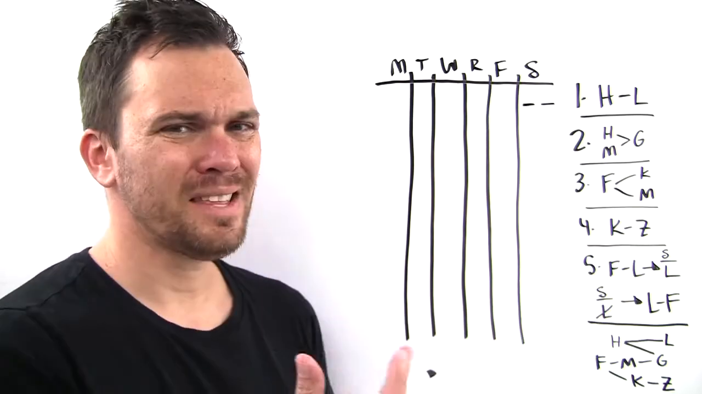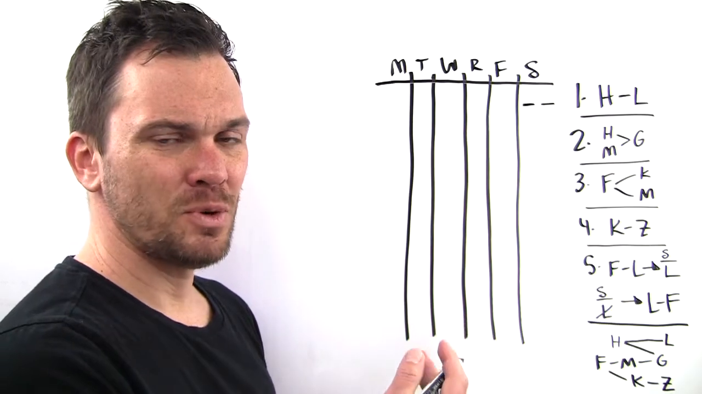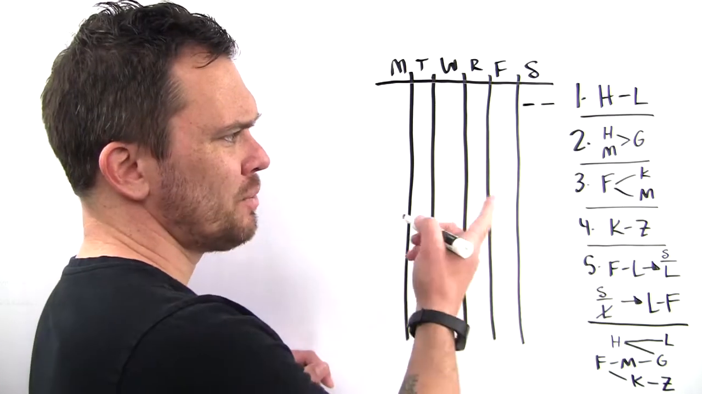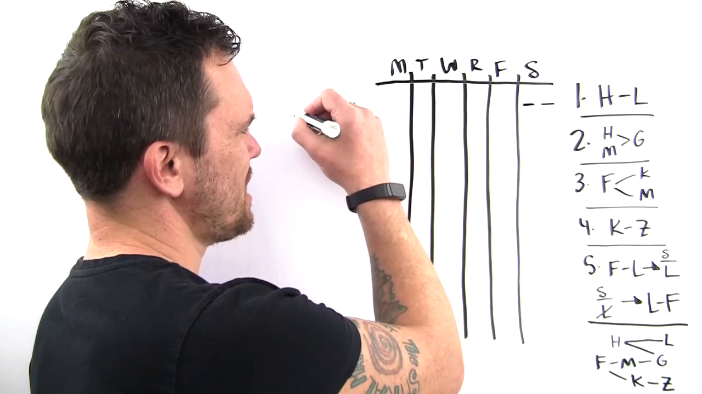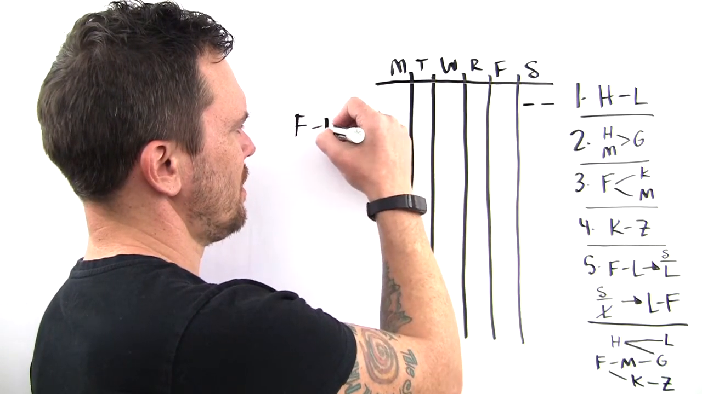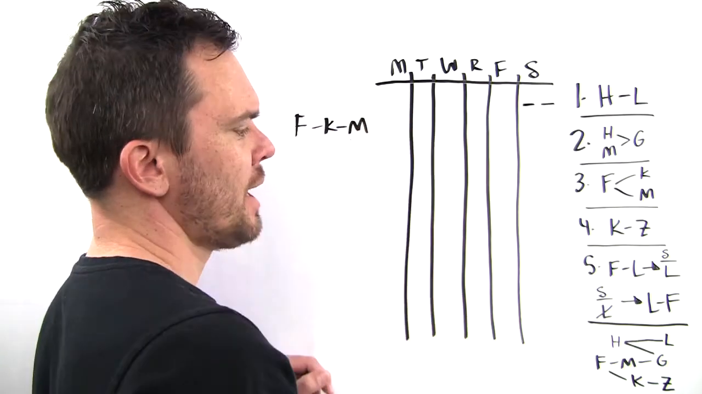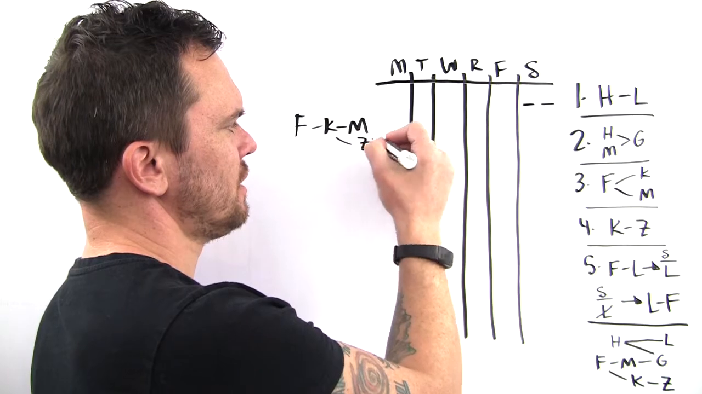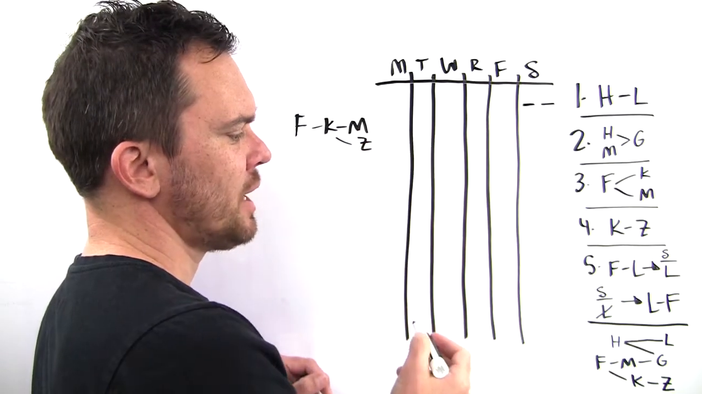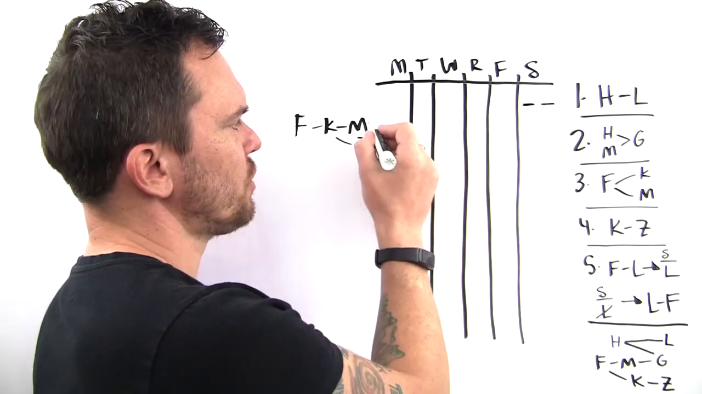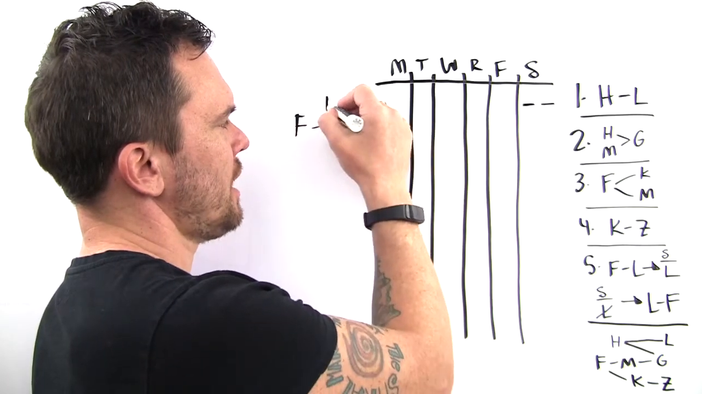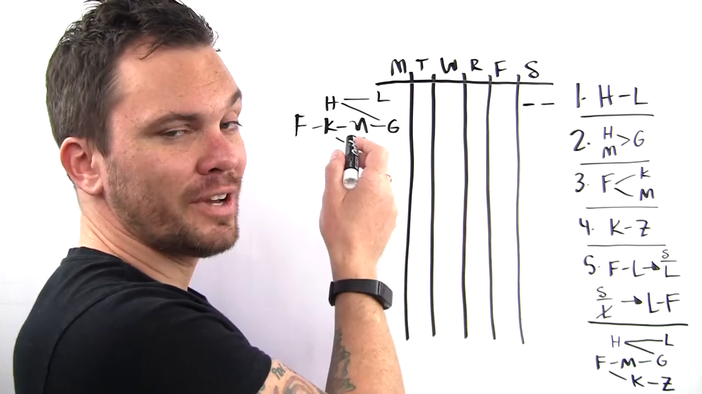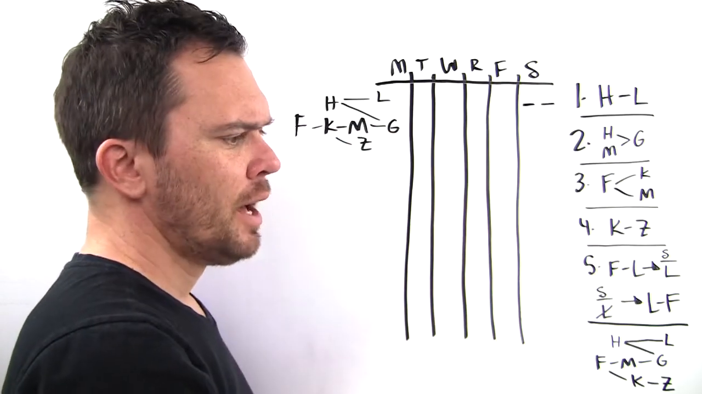Question 14 doesn't give me anything I can put into a diagram, it just gives me relational rules. If K is before M, so now I've got FKM in a row, and the rest of my diagram still holds. K is still before Z, and M is before G, and H is before G and also before L, and I still don't know if H and L are before or after F.